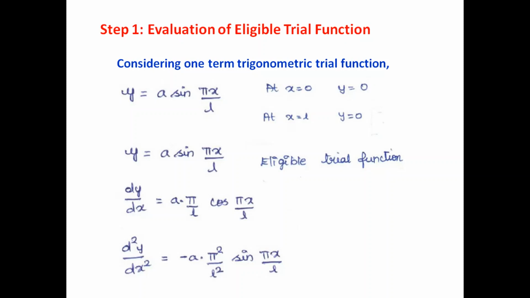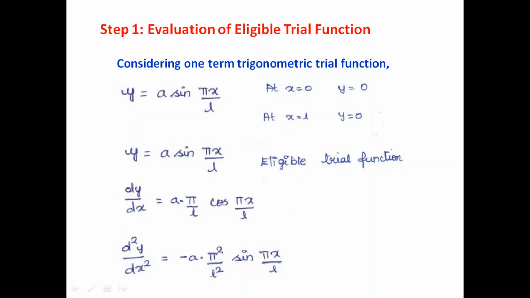Suppose you want to use a 2-term trigonometric trial function, then it should be a1 sin pi x by L plus a2 sin 3 pi x by L. Like that we have to use. Now, since we have only one coefficient a, this function y equal to a sin pi x by L is going to be considered as an eligible trial function. Before declaring that it is an eligible trial function, we have to check with the boundary conditions.